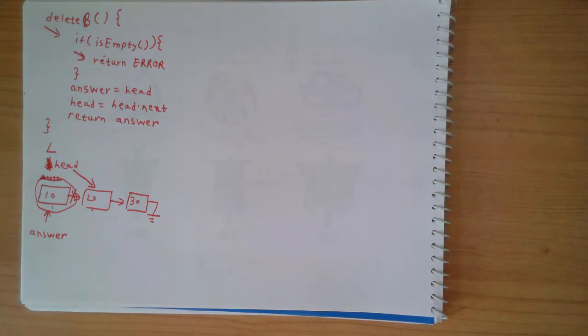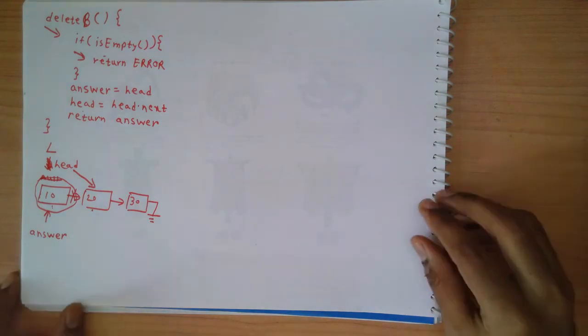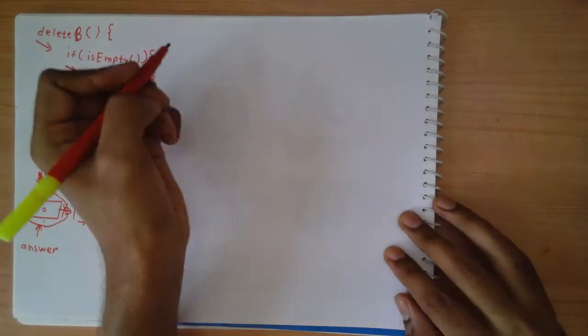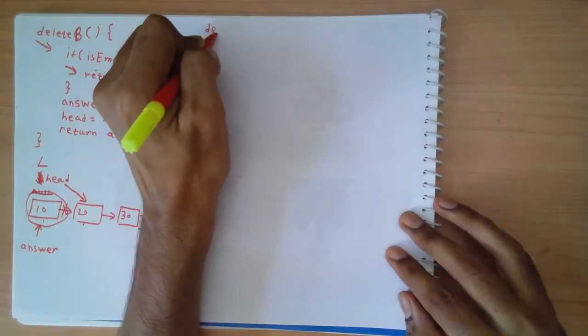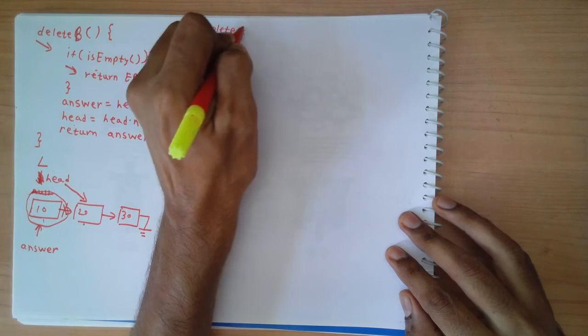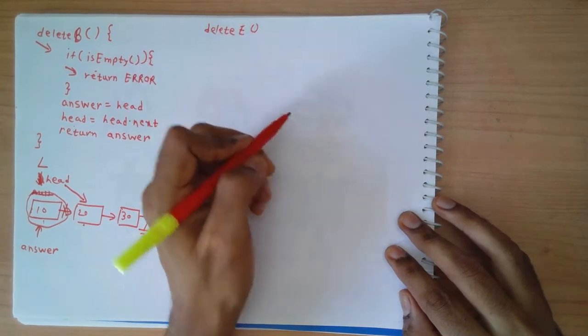So in the previous video, we talked about deleting an element in a single linked list from its beginning. Now let's talk about deleting an element from the single linked list from its end. So now I am going to write the delete operation from the end.